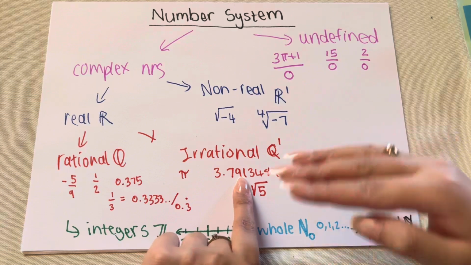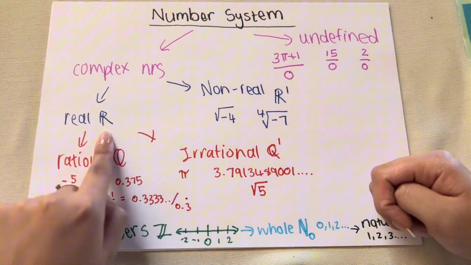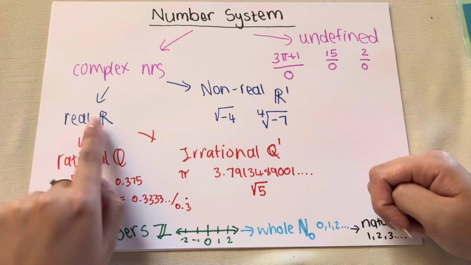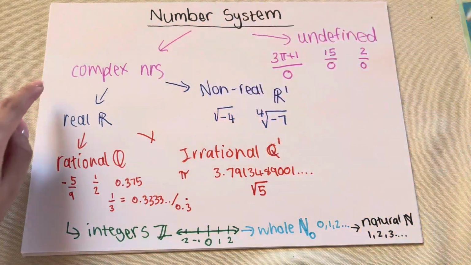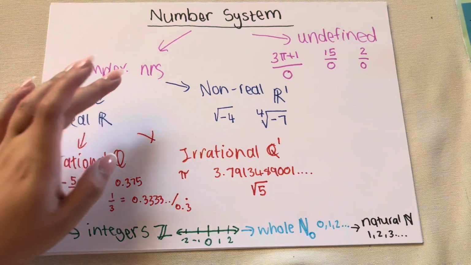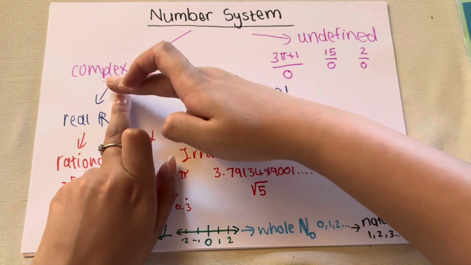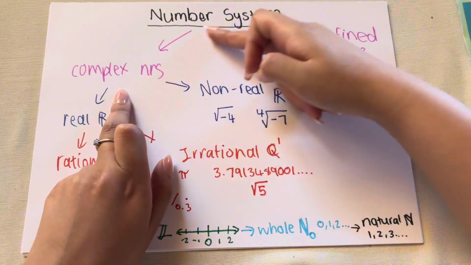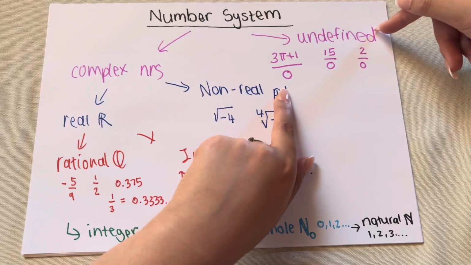Irrational are the ones that are not terminating and not recurring. The real numbers, as well as our non-real numbers, fall part of the complex numbers. And complex numbers encapsulate all of what we've just discussed. And then the complex numbers fall under the big heading called number systems, which also include our undefined numbers.